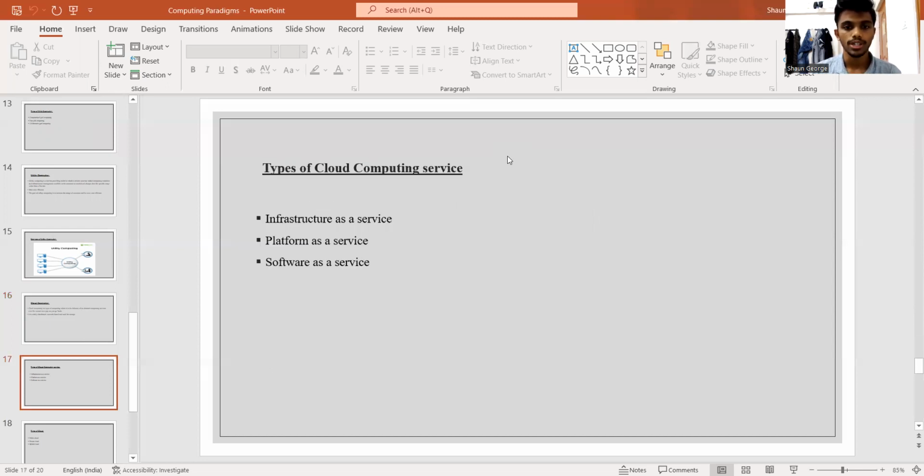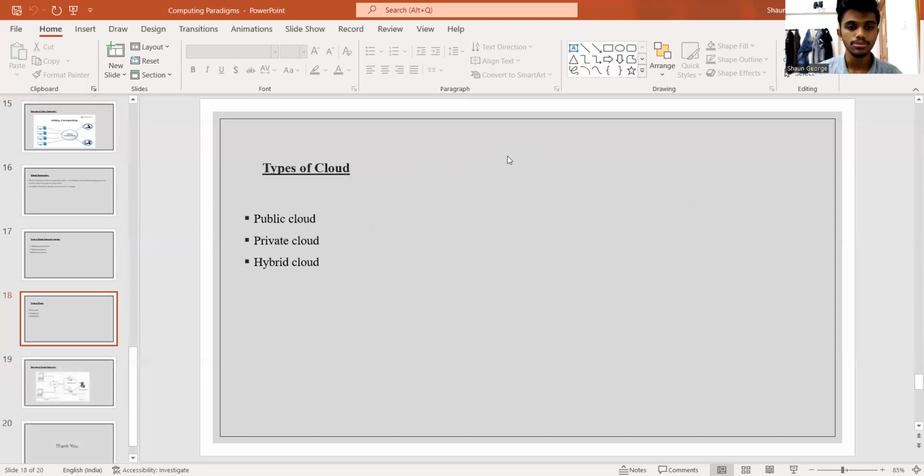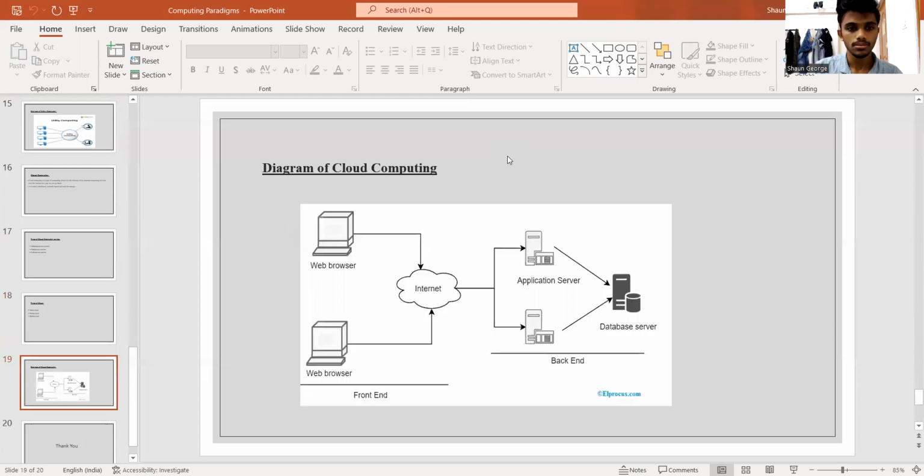Types of cloud computing service. There are three types of cloud computing service. They are first one, infrastructure as a service. Second one, platform as a service. Third one, software as a service. Next is types of cloud. There are three types of cloud: public cloud, private cloud, and hybrid cloud.